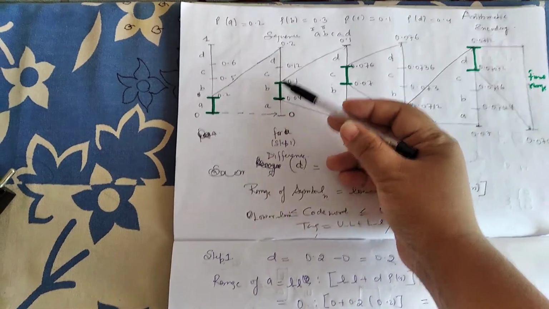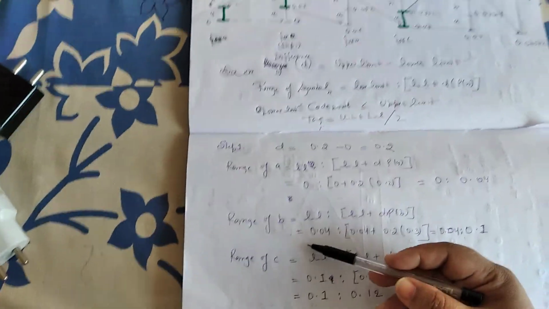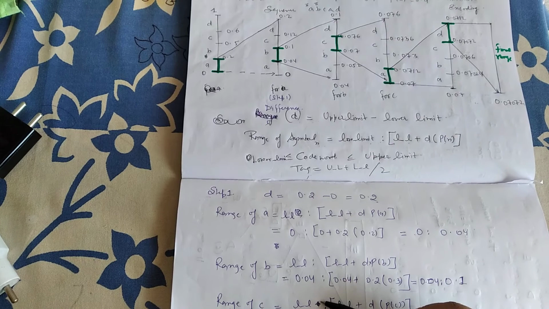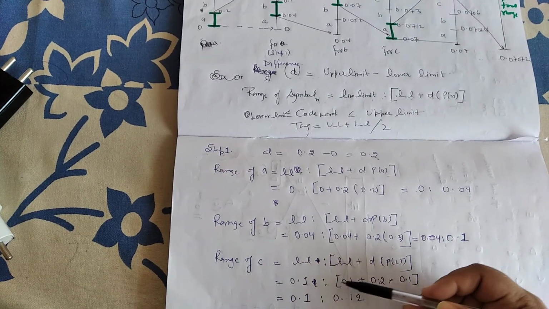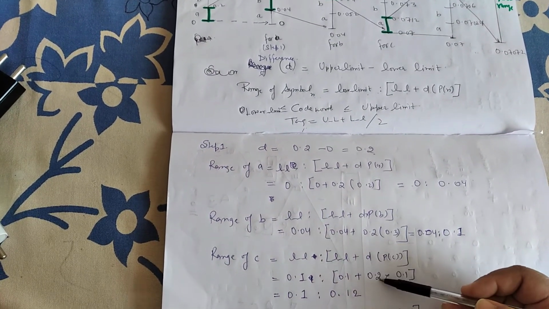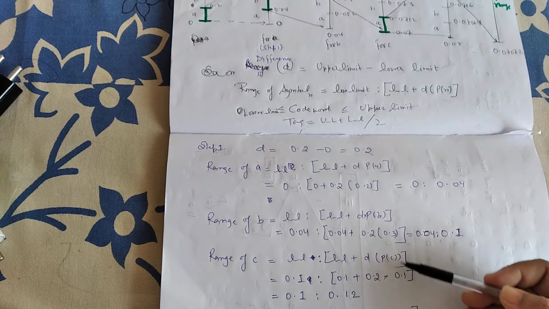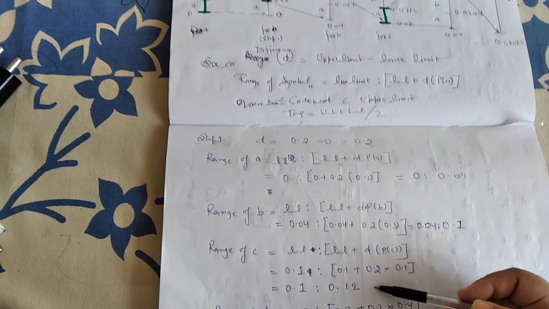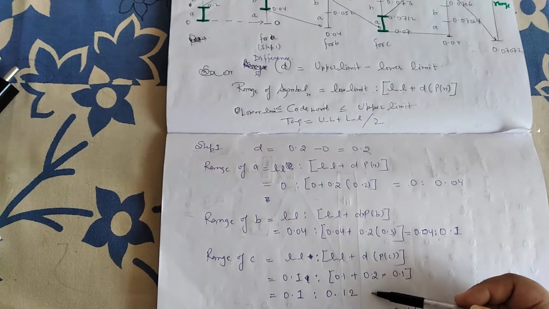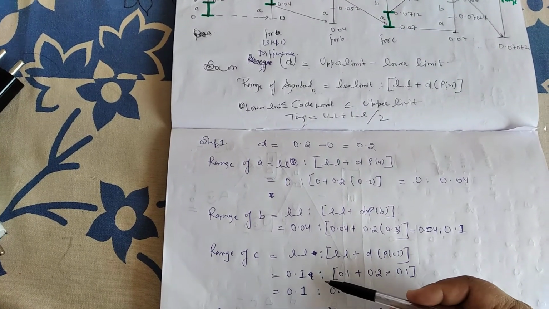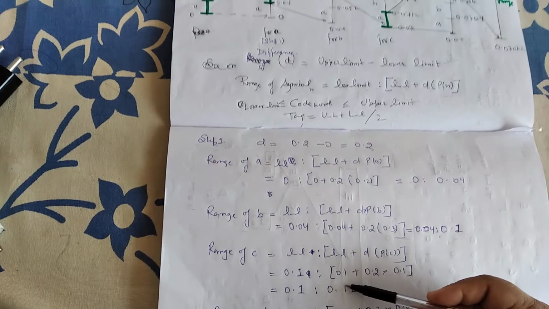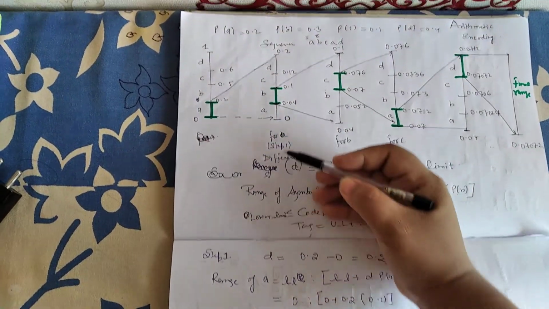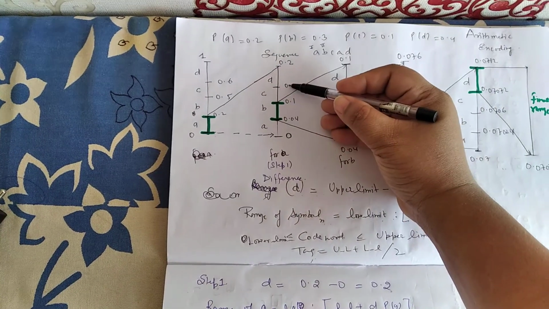Then we will calculate for the C. Again for C, the lower limit is the higher limit of B, which is 0.1. 0.1 colon 0.1 plus D key value 0.2, probability of C is 0.1. We have calculated. So we get the range of C is from 0.1 to 0.12. Sorry, the range of C becomes from 0.1 to 0.12. So here we have written the range of C is 0.1 to 0.12.